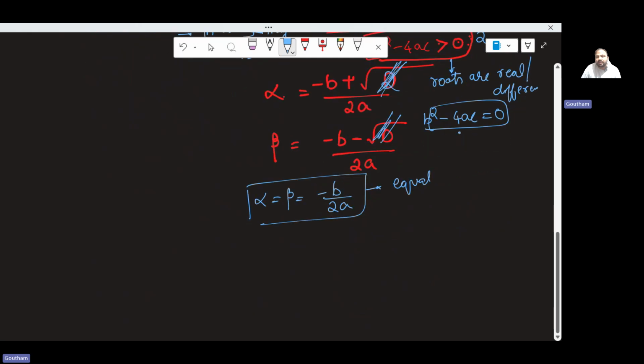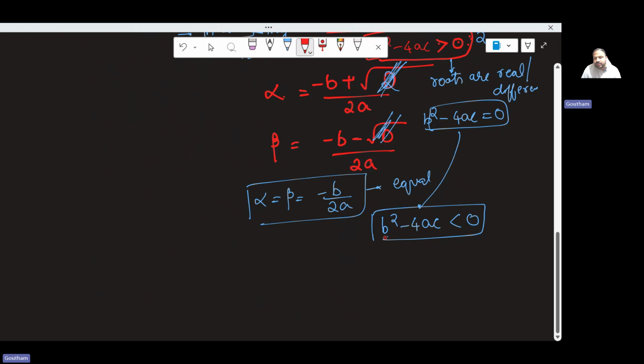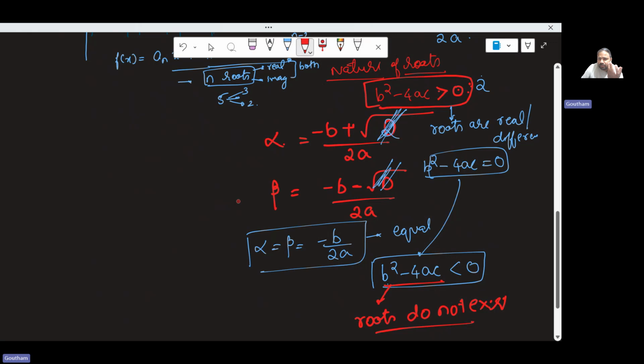Similarly, gentlemen, now you should be able to tell what happens when it becomes less than 0. This is the most important part. The moment it becomes less than 0, the roots do not exist. Now, sir, why should we learn this aspect? That is the most important part.